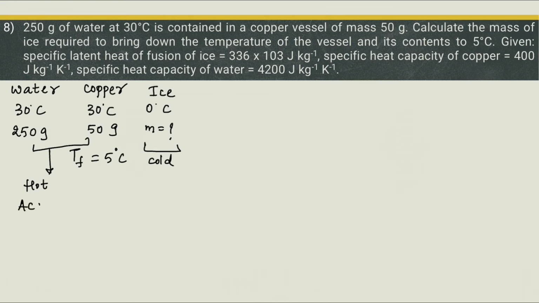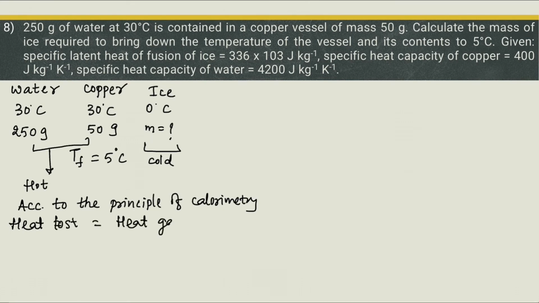So according to the principle of calorimetry, heat lost is equal to heat gained. Now, heat lost. Water loses heat energy, copper loses heat energy. So mc delta T of water plus mc delta T of copper is equal to heat gain.